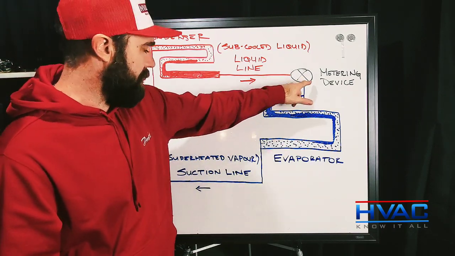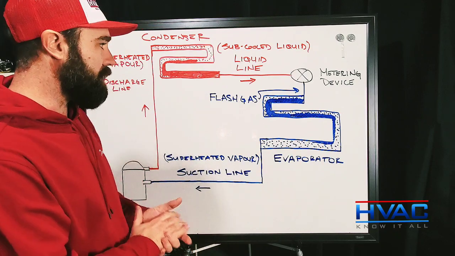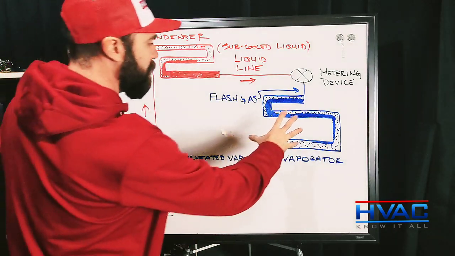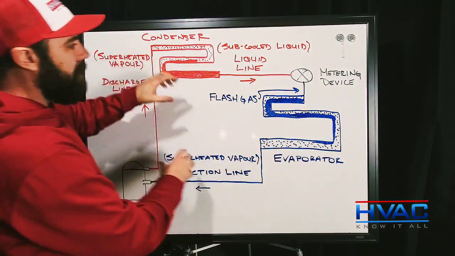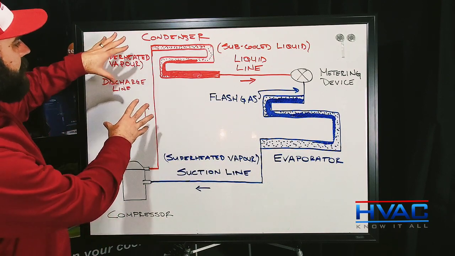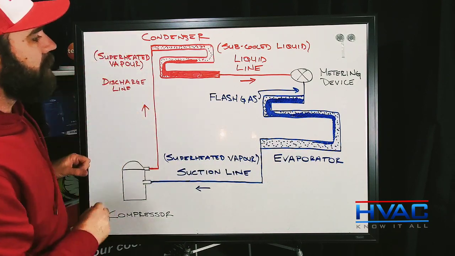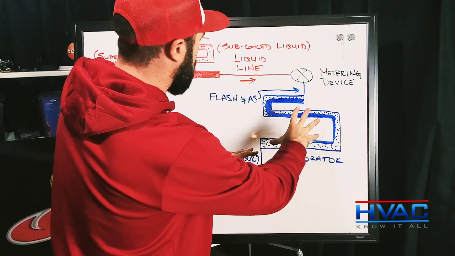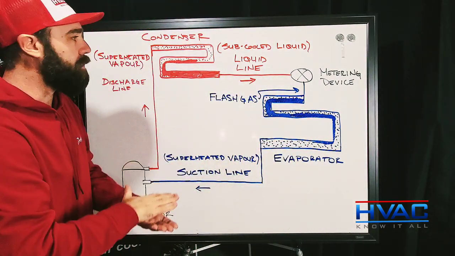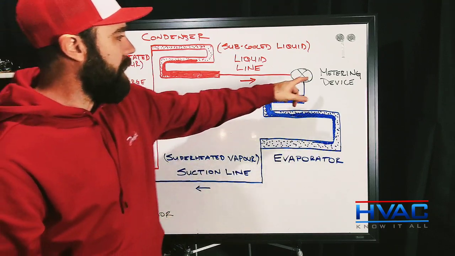We're gonna hit the metering device here. Now, the metering device's job is to regulate flow from this side of the system to this side of the system, the condenser side to the evaporator side. The difference between the two sides here is that the condenser side is high pressure, high temperature. We have low pressure, low temperature. Now, the liquid line is still at high pressure, but we've brought that temperature down, okay?